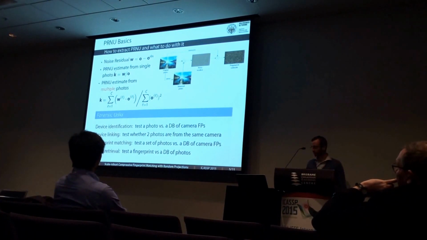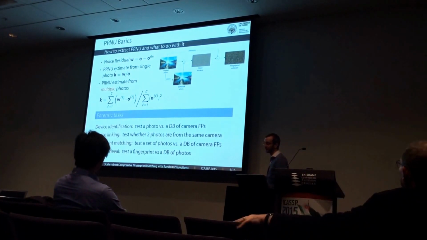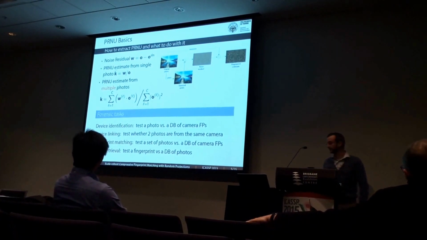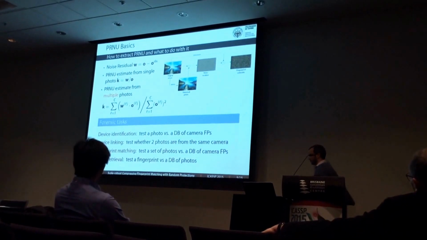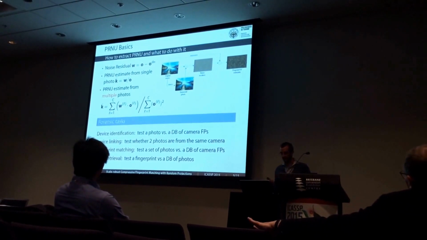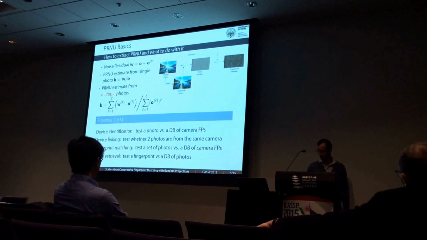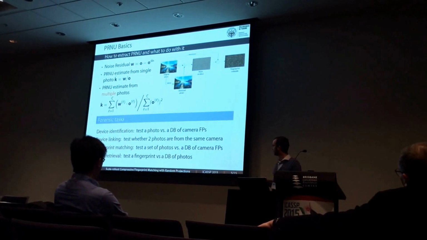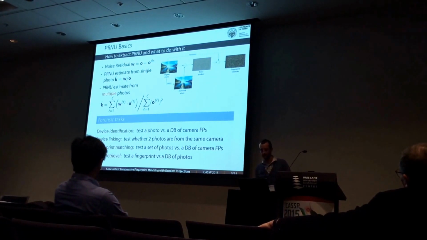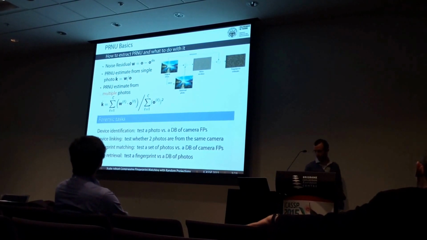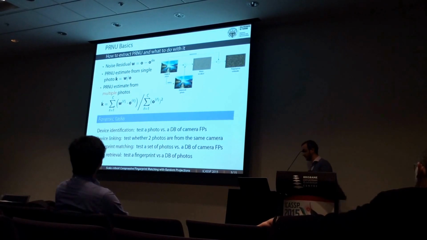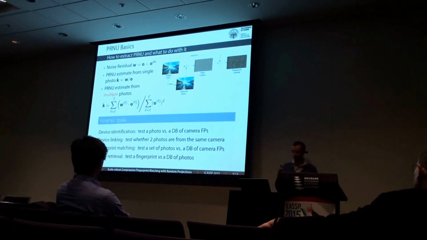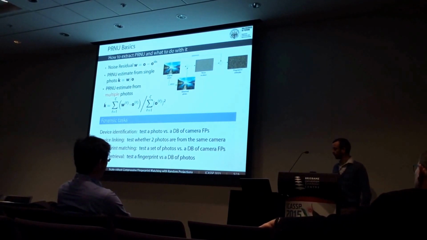When a photo is tested against a database of known camera fingerprints, or device linking, which tests whether two pictures have or haven't been taken by the same camera, fingerprint matching, which tests a set of photos against a database of camera fingerprints, or the dual problem with respect to device identification, which is image retrieval, meaning that we are given a query fingerprint and we want to test it against a database of pictures.